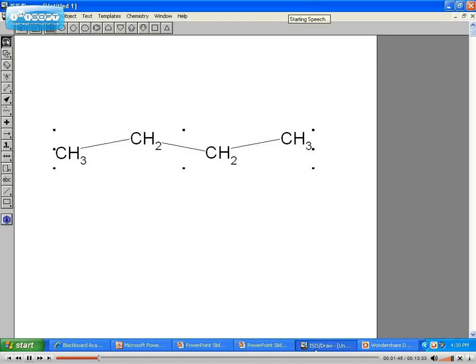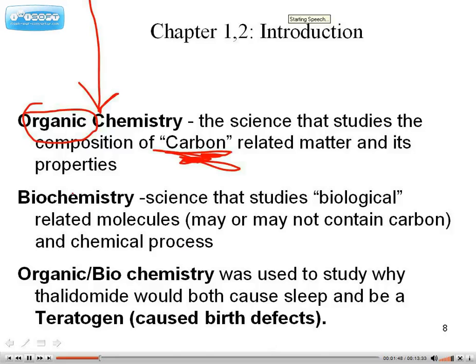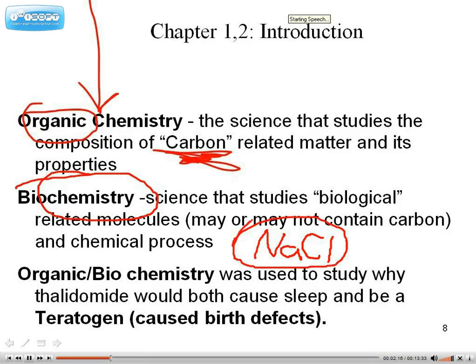Now, biomolecules from biochemistry are any molecules that are associated with life. So they don't necessarily have to have carbon in them as long as they somehow relate to life. Using the term molecule very loosely, one of the best examples is salt. Salt is a key ingredient in life, NaCl. However, it's not considered an organic molecule because there's no carbon present.